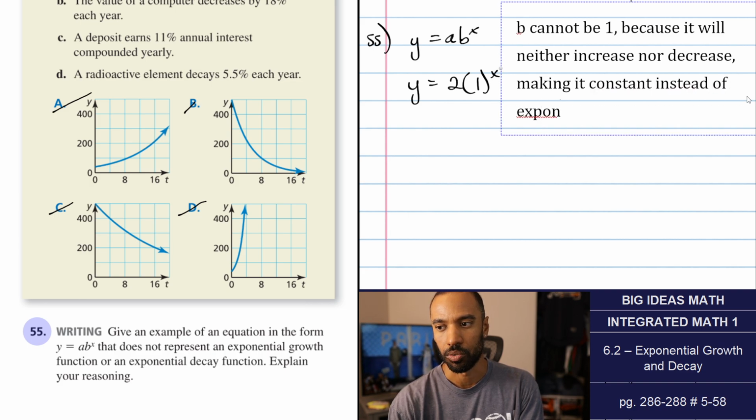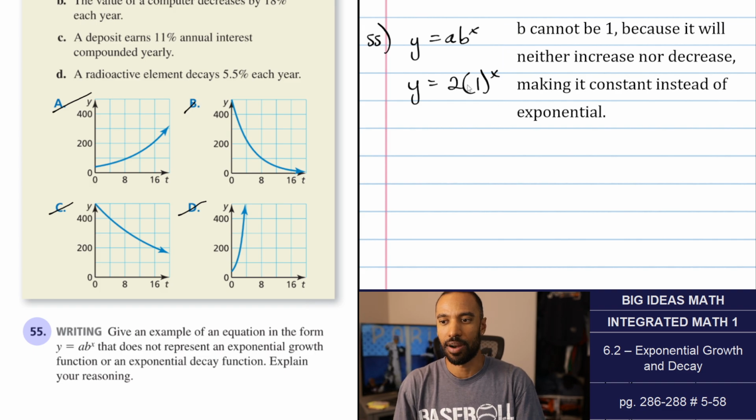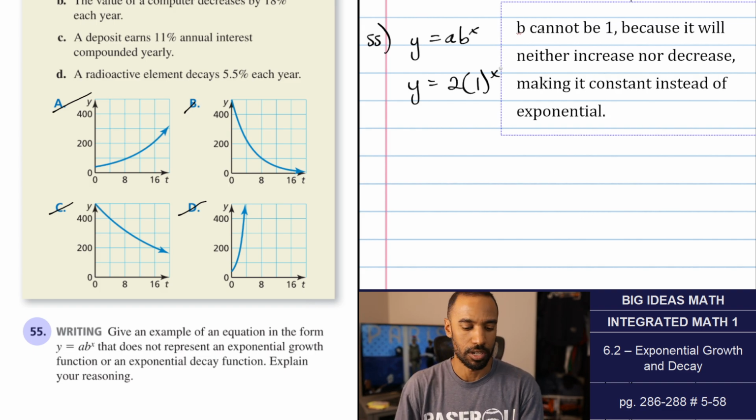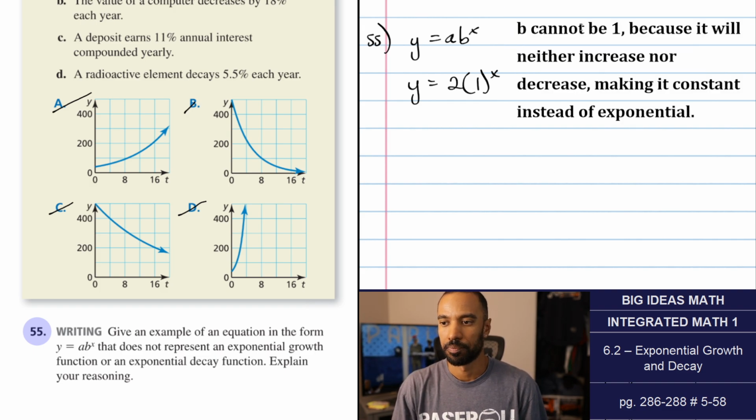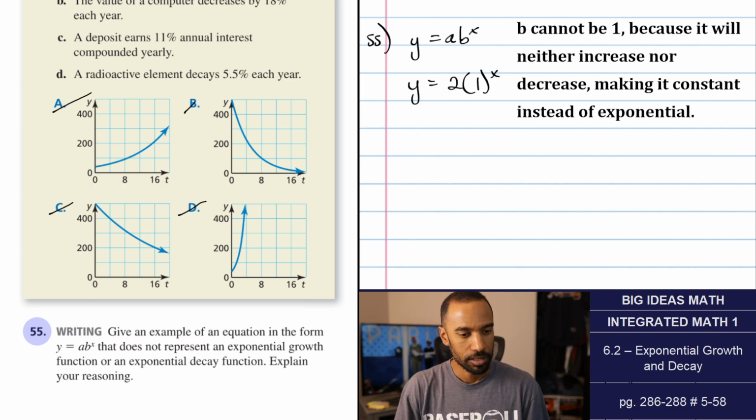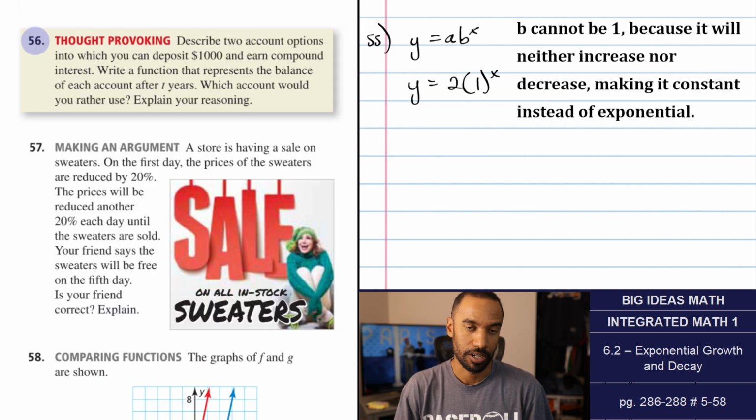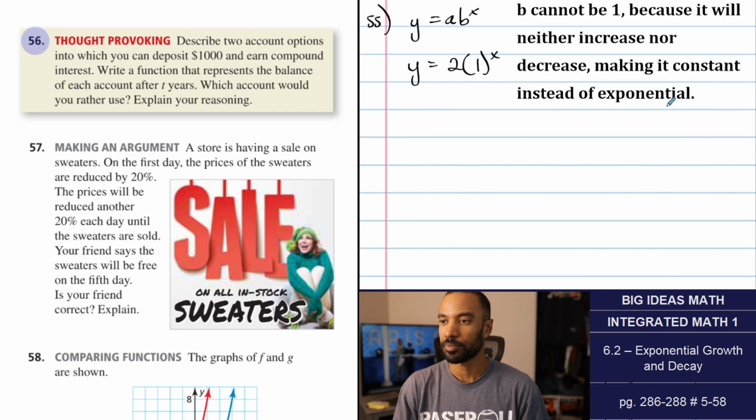Y will always be 2, no matter what I substitute for x. 2 times 1, because that's all it's going to be, a 1, will always be 2. So it's making it constant instead of exponential. It's not even linear. I guess it is, but it's also constant.